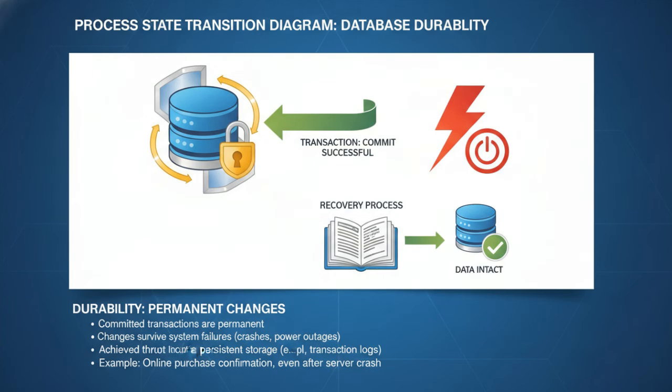Imagine completing an online purchase. Once you receive confirmation, durability ensures that even if the e-commerce server goes down seconds later, your order and payment details are safe and will be there when the system comes back online. This property is absolutely vital for business continuity and user trust, as it guarantees that once something is recorded, it stays recorded, irrespective of unforeseen technical disruptions.